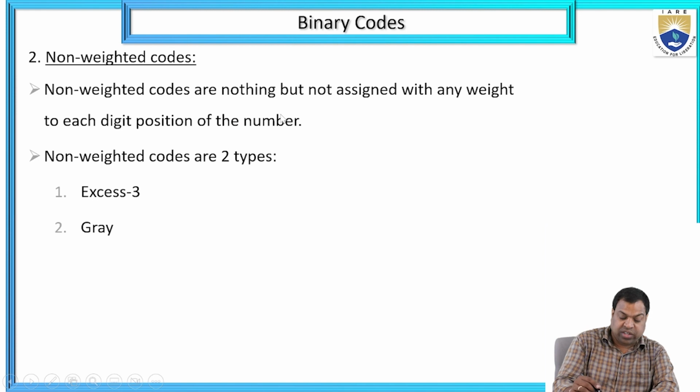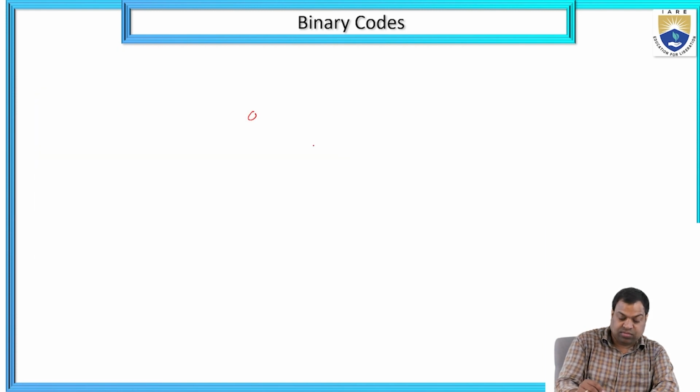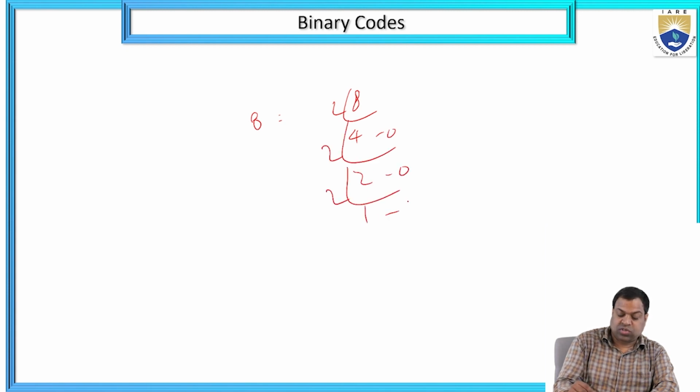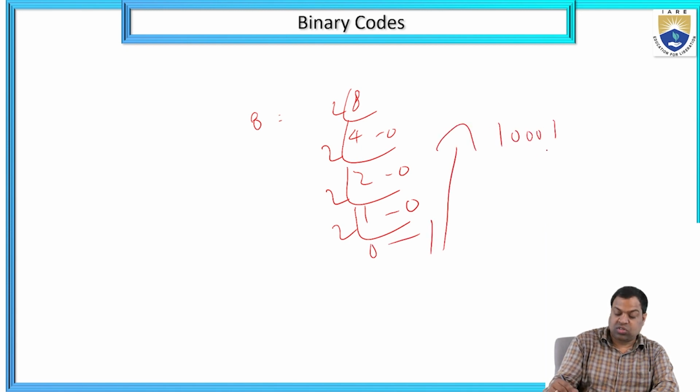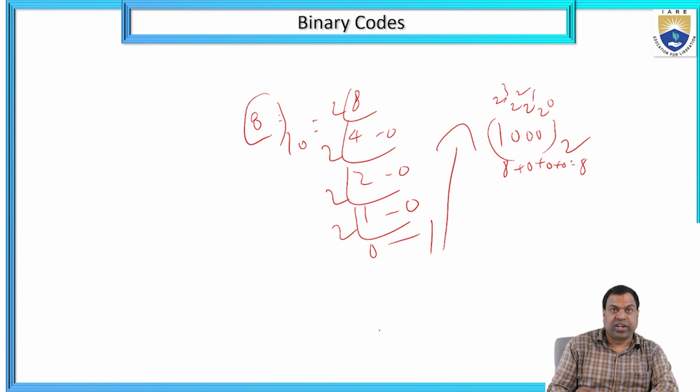Suppose we take 8. What is the value? 1000 base 2. How did we get it? With 2 power 0, 2 power 1, 2 square, 2 cube, like this. So 2 cube into 1 is 8, plus all zeros, so it is 8. From this we get the value, so it is a weighted code.